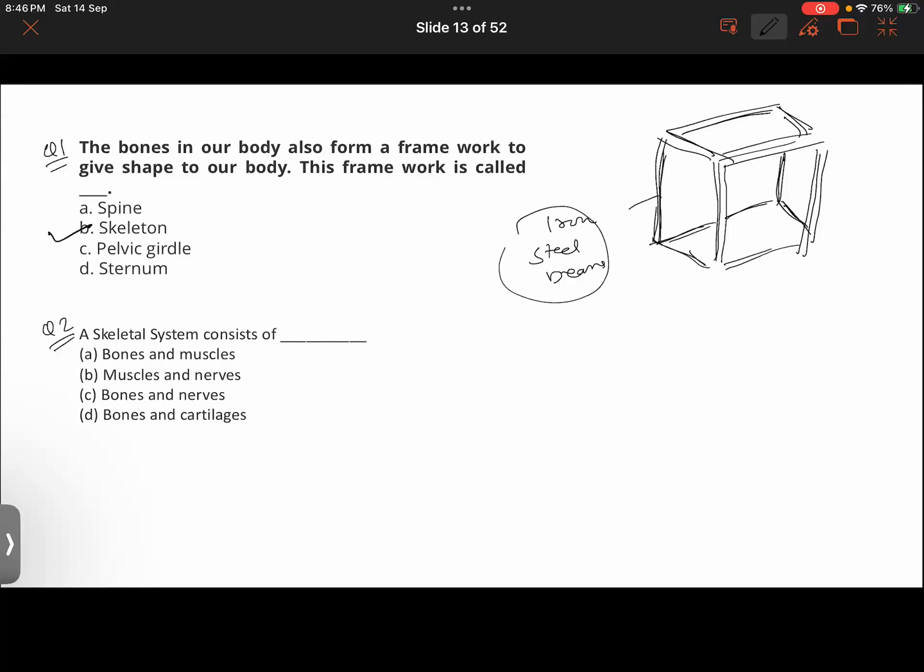What is the skeletal system made up of? D, no? Bones and cartilage, very good. Bones are present there and cartilages would be joining the two bones. Two bones will be joined with the help of cartilages. Like this is a cartilage that will be joining these bones here. Good.